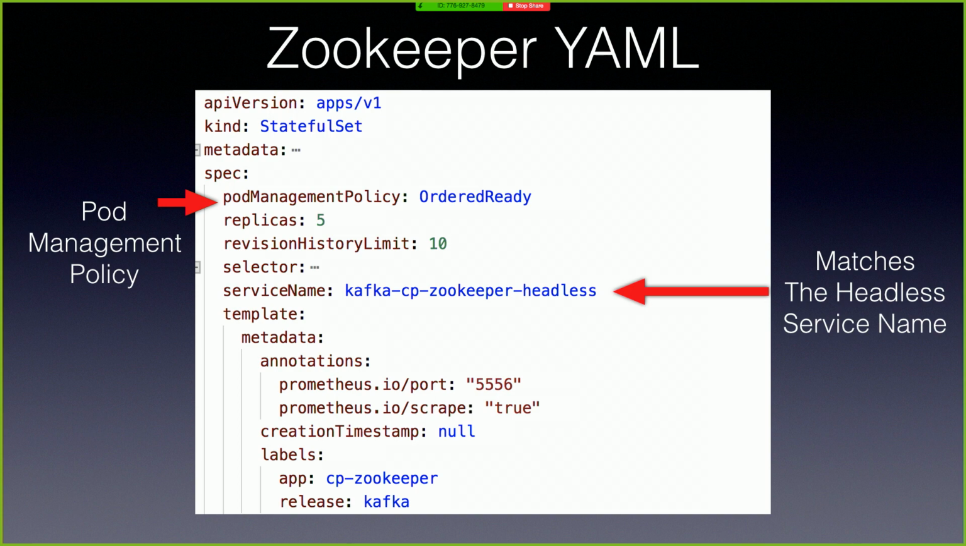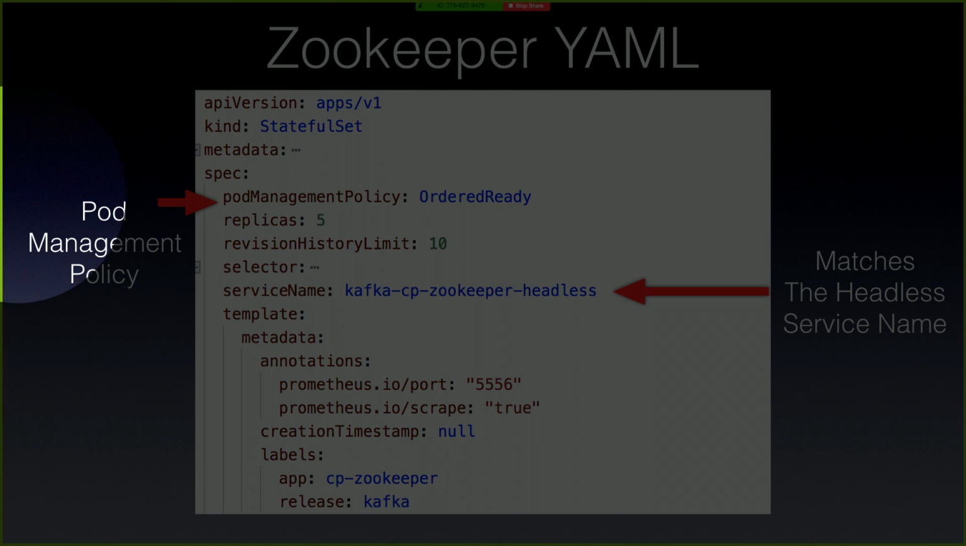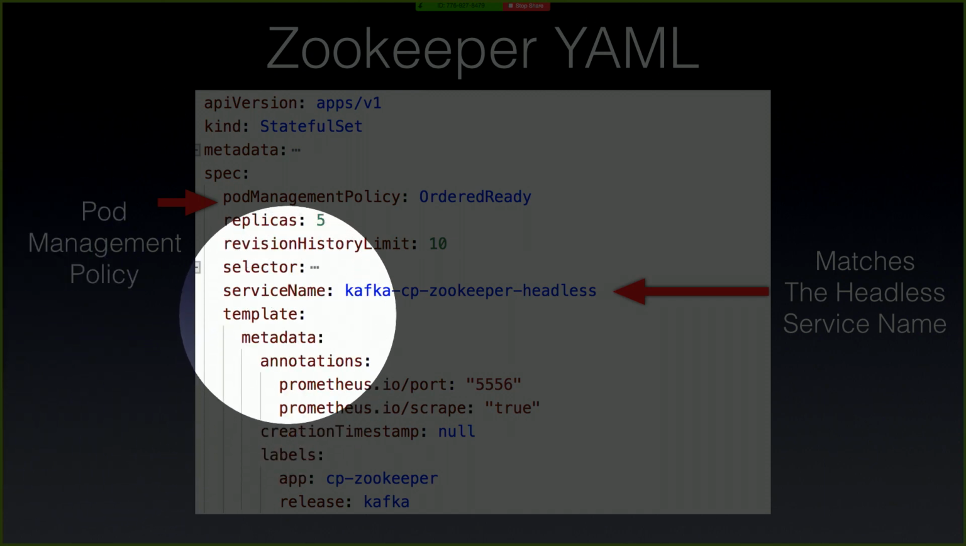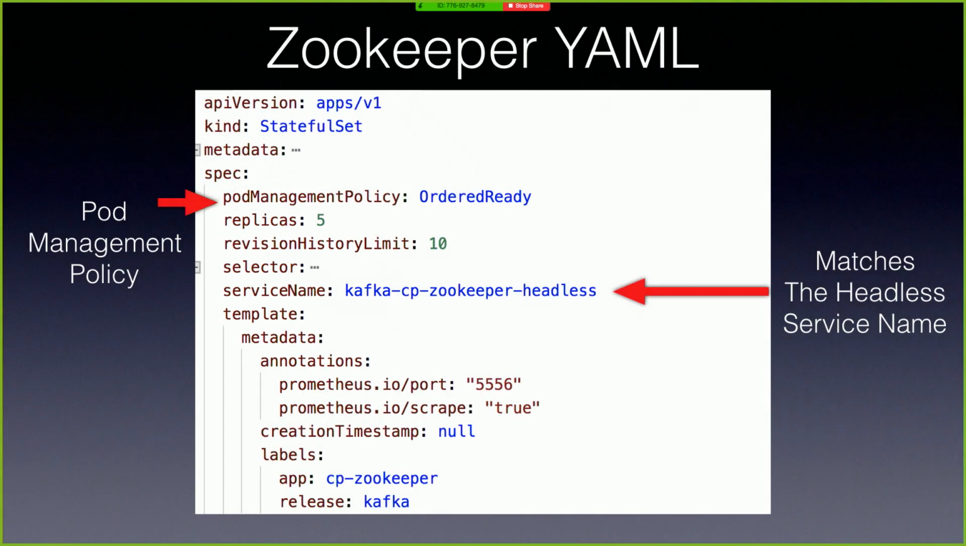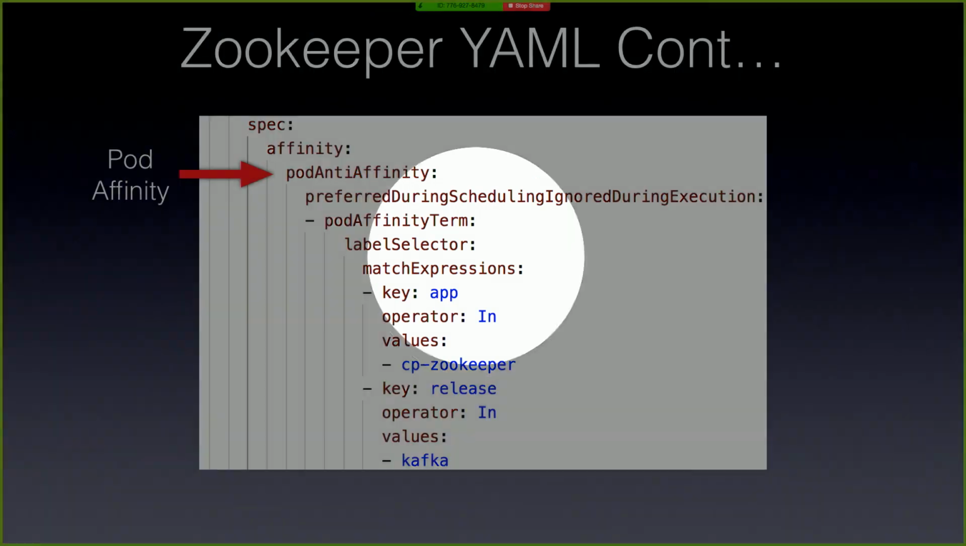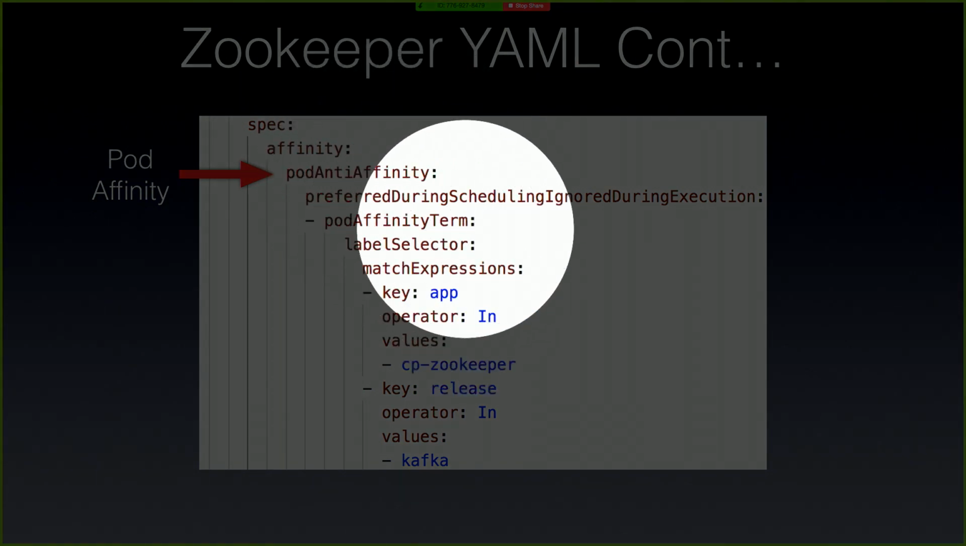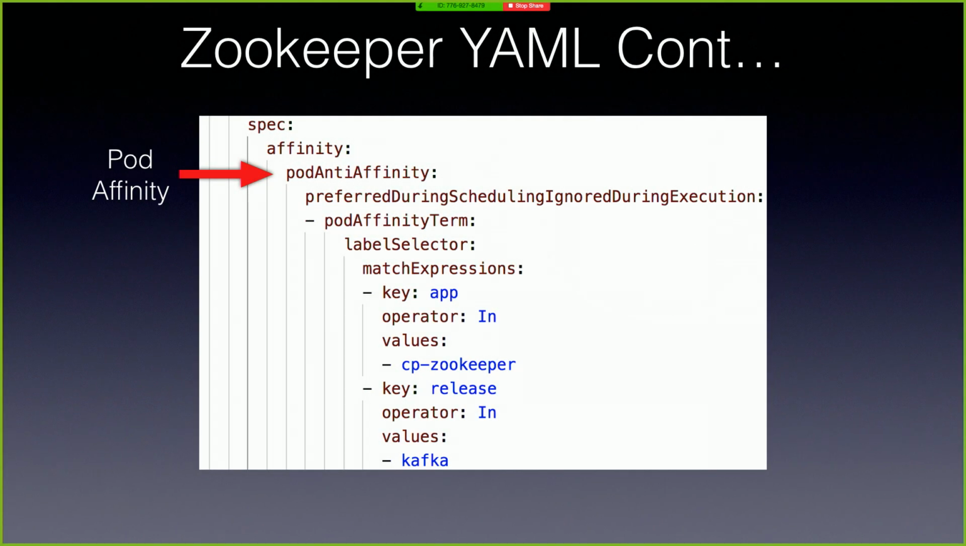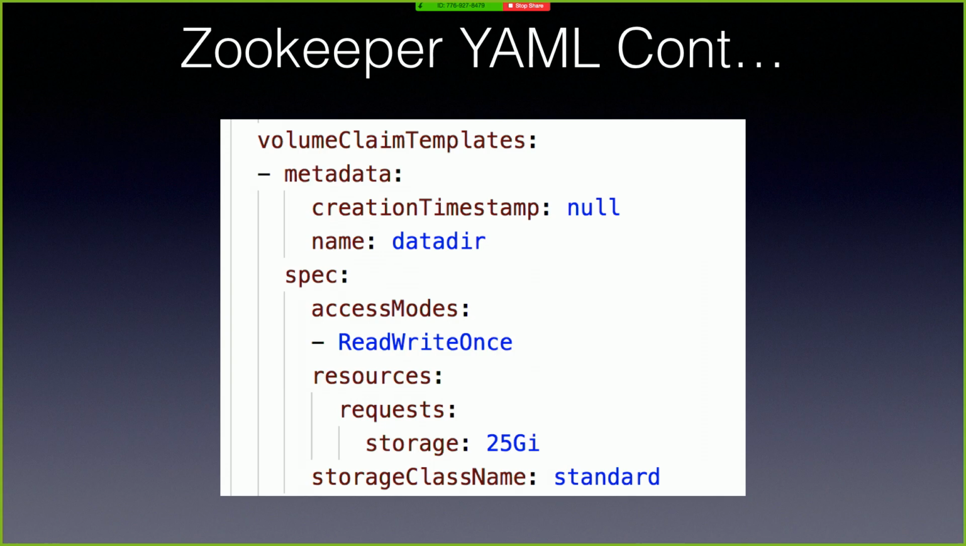So this is the pod management policy, and then this is a fun one. If you're deploying headless services, make sure your service name matches the headless service name. Otherwise, you don't get DNS for your individual pods. Learned that one last week. And then there's things like pod affinity. So when I'm actually doing a deploy, like during scheduling, ignored during execution, if I'm doing a rolling update or a deploy, I'm willing to deal with Zookeeper pods being on the same node. Otherwise, don't put them on the same node.